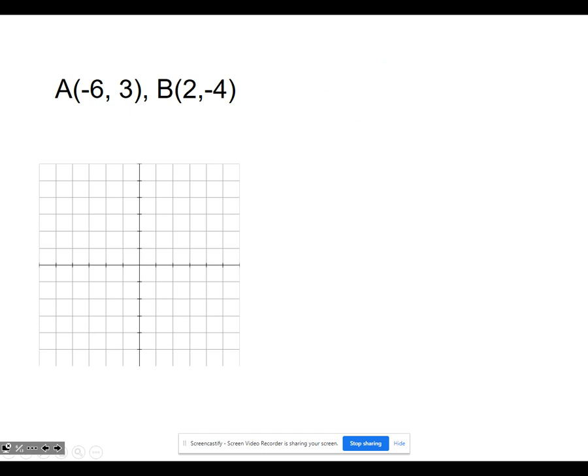Okay, so let's do this real quick. All right, I'm going to take these 2 points. You do not have to graph this out. All right, I'm going to sketch it out. I'd like to take these 2 points and find the distance between them, the midpoint, and the slope between them. -6, +3, you put me right here. There's my A, and B is a +2, 1, 2, 3, 4, -4, which will be down there. Okay, so let's start by finding the distance between these 2 points.